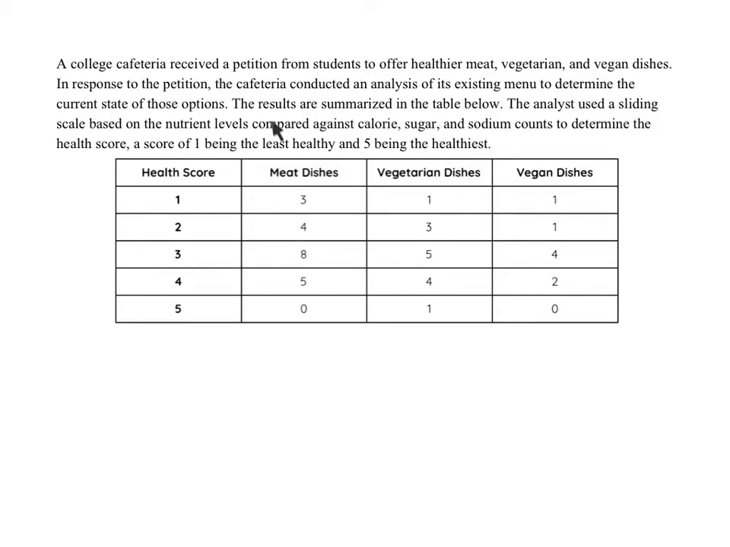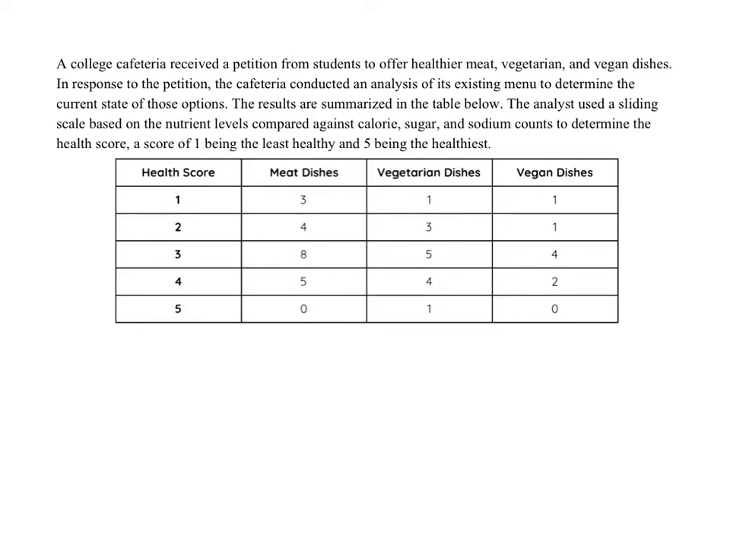So I'm just going to read through this scenario, and then we're going to answer some questions based on the data that's presented in this table. So a college cafeteria received a petition from students to offer healthier meat, vegetarian, and vegan dishes. In response to the petition, the cafeteria conducted an analysis of its existing menu to determine the current state of those options. The results are summarized in the table below.